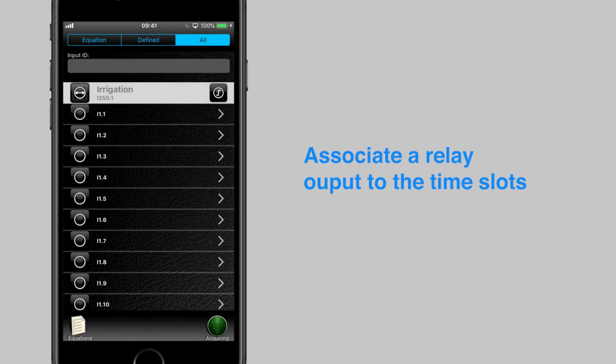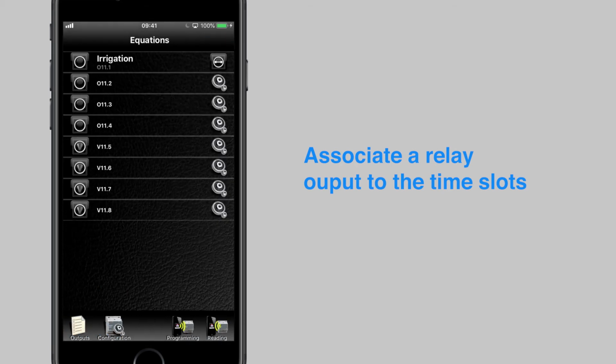The input point will move up to the beginning of the list and will turn gray in order to indicate that it has been used. The icon associated with the type of the selected action will be shown. Press the Equations icon and, if necessary, repeat the same procedure for other controls.